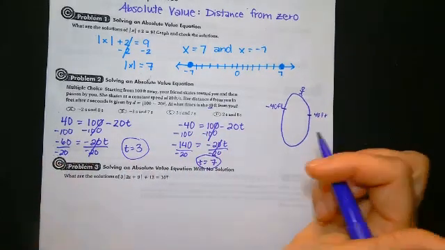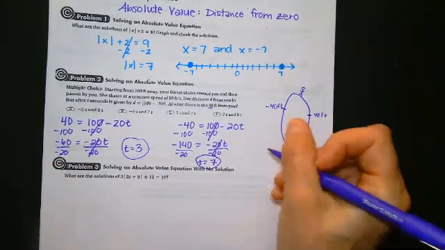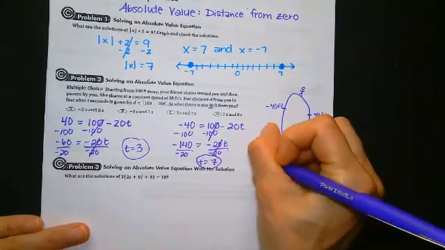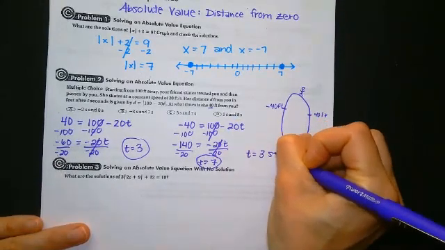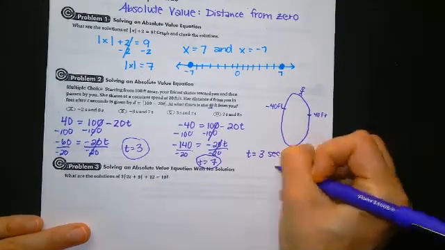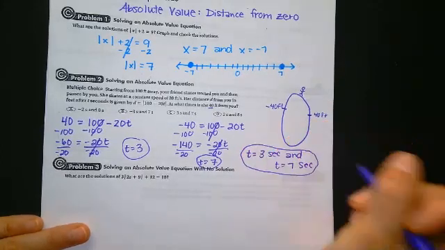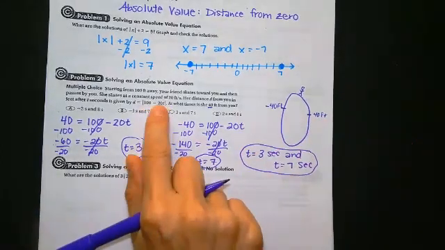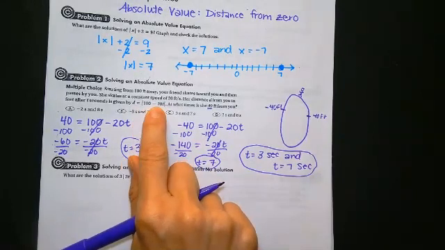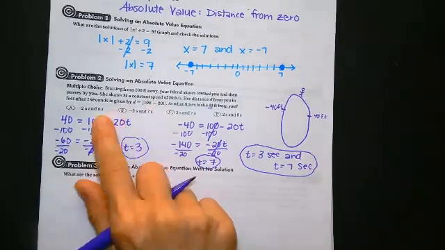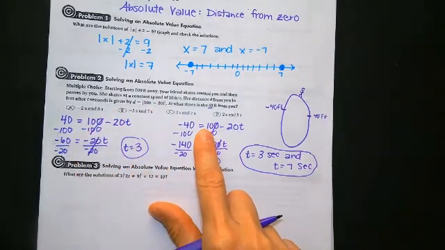So at what times is she 40 feet from you? She's 40 feet from you at t equals 3 seconds and t equals 7 seconds. Okay, so the main idea here, again, if everything's inside the absolute value symbols, we solve for the positive answer and the negative answer there.